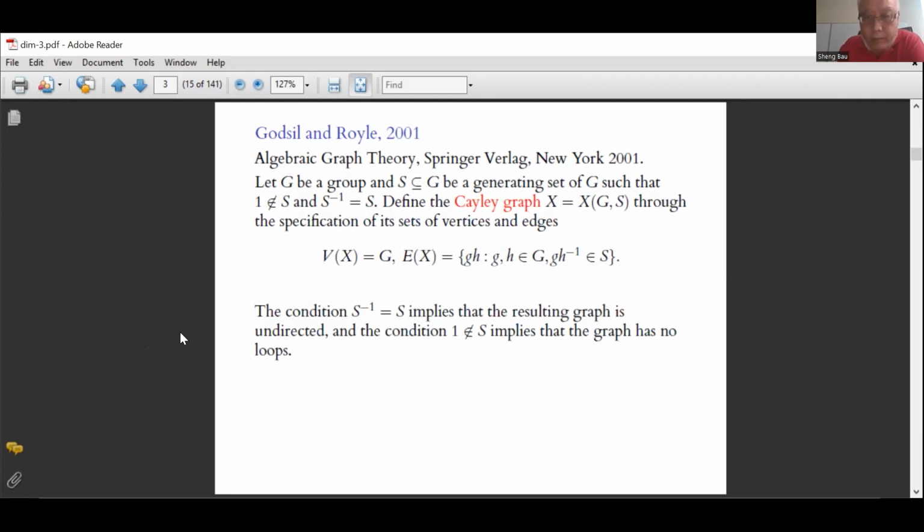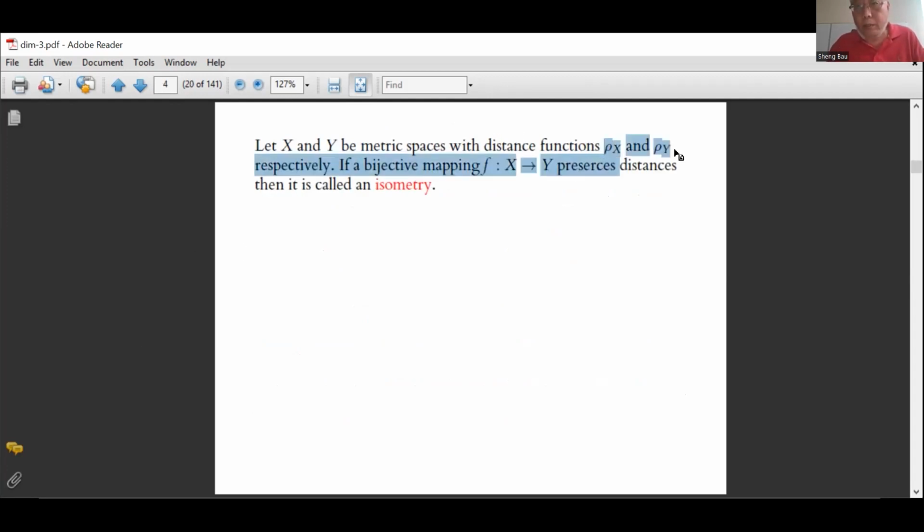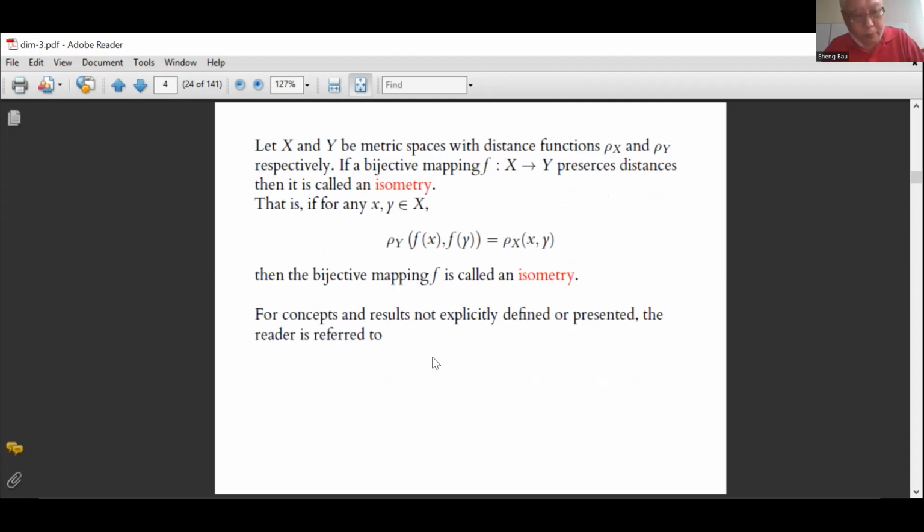And we have said this already. Now, let X, Y be metric spaces, each with a distance function. If there is a bijective mapping from one space to the other so that the distances are preserved, then we call this bijective mapping an isometry. When we are talking about subspaces, we need to talk about isometric subspaces. If it is not an isometric subspace, then whatever you're talking about doesn't make too much sense.